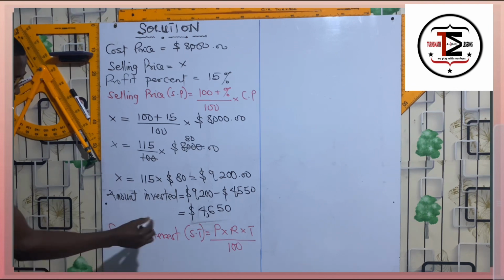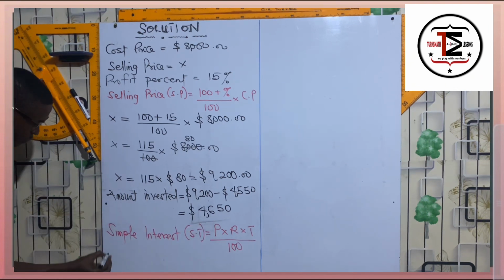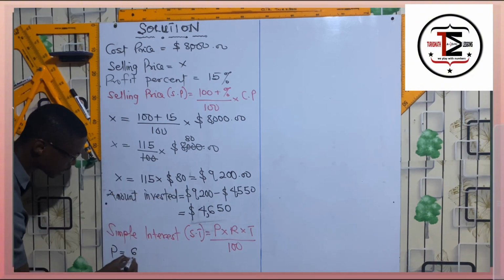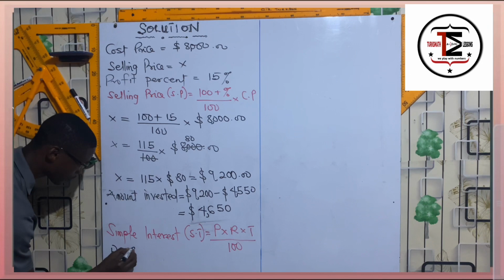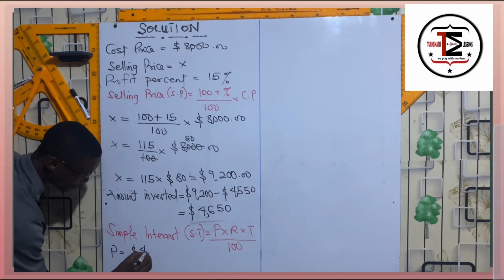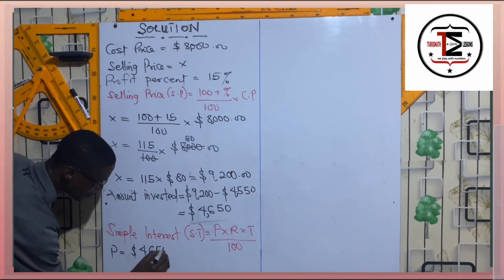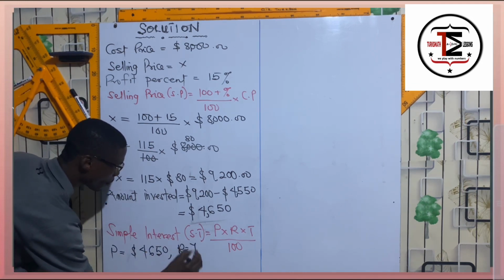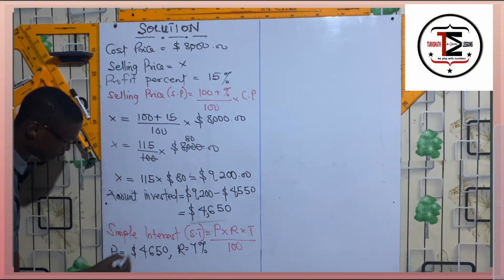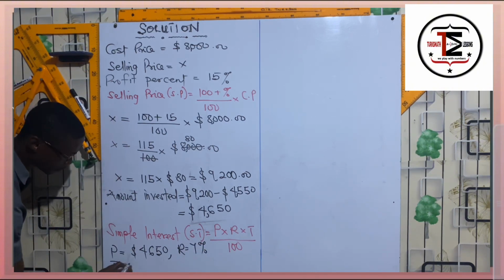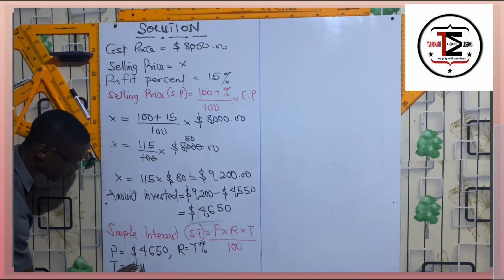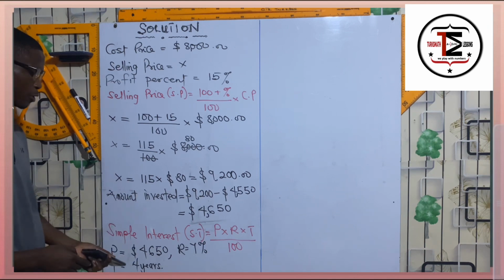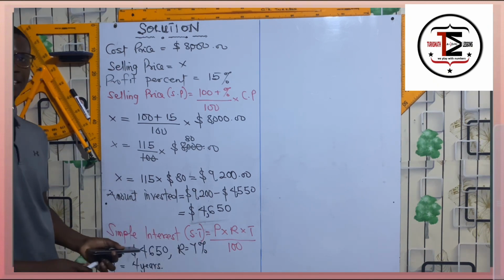Okay, so we know our principal here, our P here is what? Our P is the amount that you invested, that is 6. Then rate, then time, for years. So we are going to put this into the equation to work very nicely.